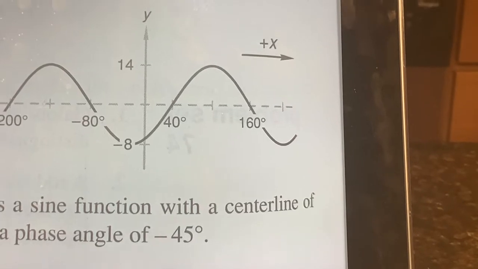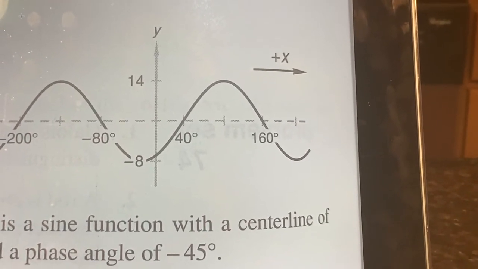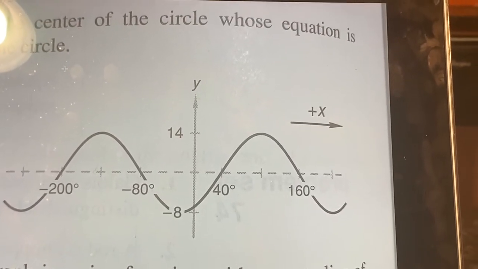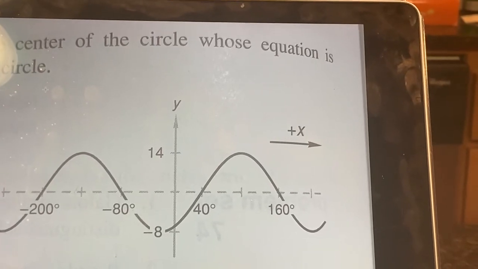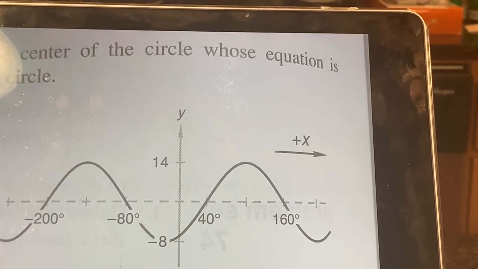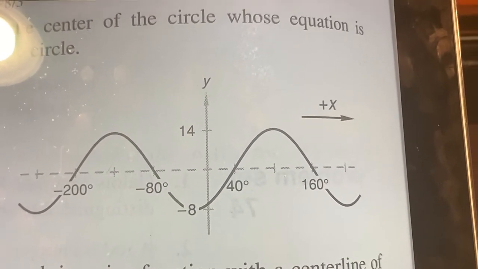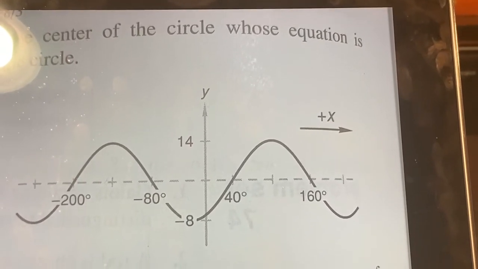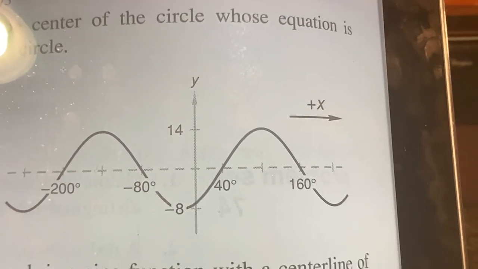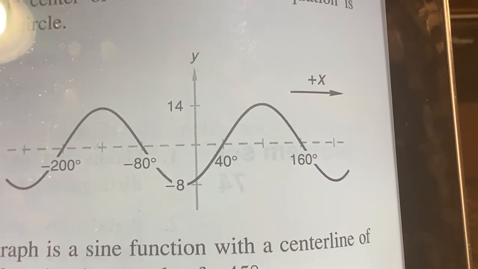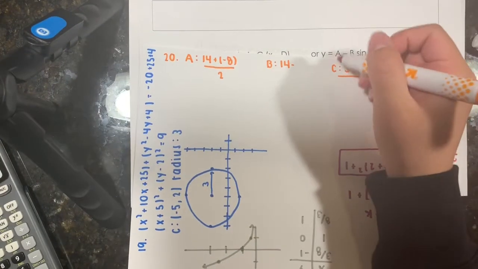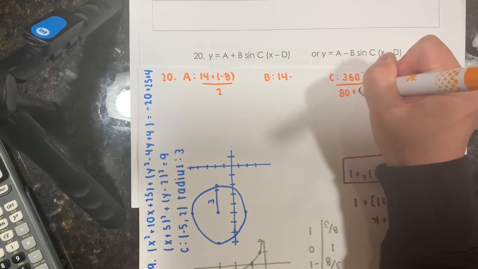So what we need to start by doing for number 20 is we need to solve for a, which is going to be the midpoint between the top and the bottom line. So that would be 14 plus -8 divided by 2. Then for b, we're going to find the amplitude, which is going to be the top, so 14 minus whatever I get for a. And then for c, we're going to do 360 divided by the length of the period. The length of the period, if you look here, is going to start at -80. It's going to curve down, through, and then it's going to end at 160. So the length of the period would be from -80 to 160. So when I evaluate the length of the period, I'm going to do 360 divided by 80 plus 160.